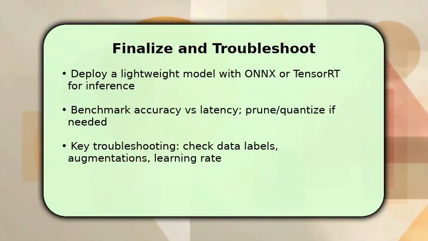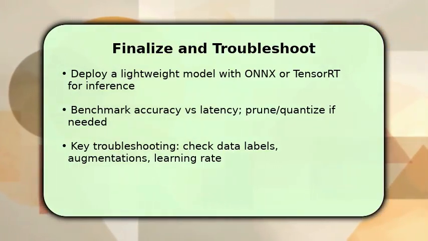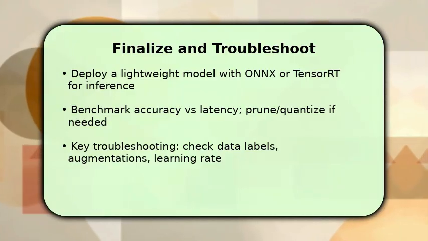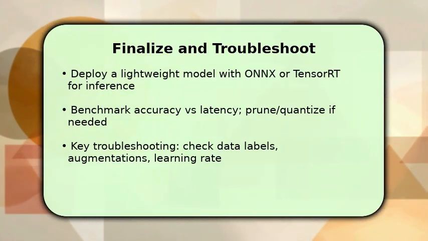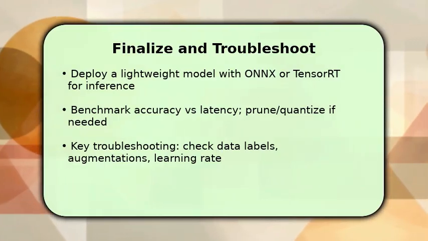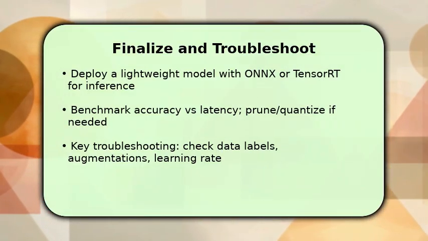Finish by turning experiments into a reproducible pipeline. Freeze model weights, export to ONNX, and run inference on sample images while measuring latency and accuracy. If performance lags, apply pruning, quantization, or smaller backbones and repeat your benchmarks.